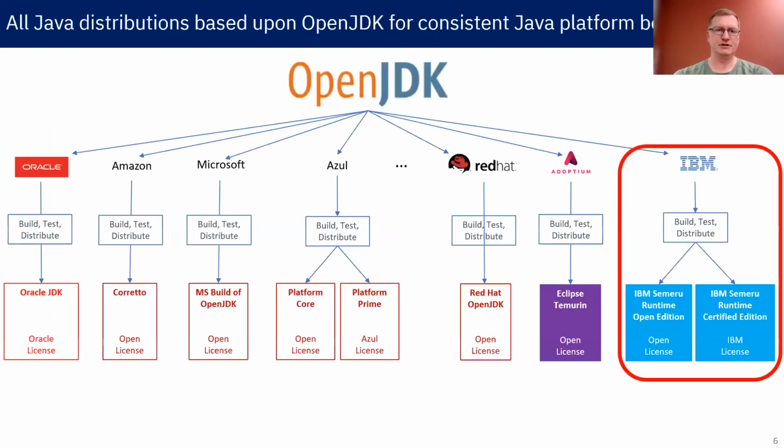The first point is that IBM Semeru Runtimes is, in one way, just like all the other Java distributions that all of the other vendors have. It starts with OpenJDK. It uses the OpenJDK source code and class libraries in order to ensure a consistent Java platform behavior for applications that are running on the platform. IBM is the one over on the right-hand side there that I've circled in red. And we have two editions. I'll talk more about that in detail in future slides.